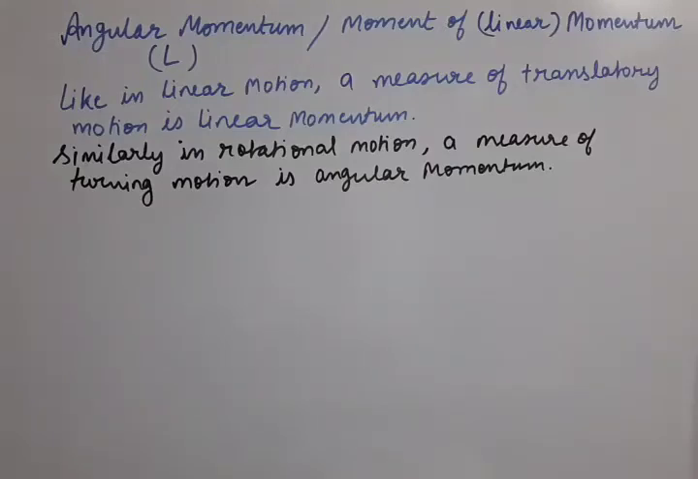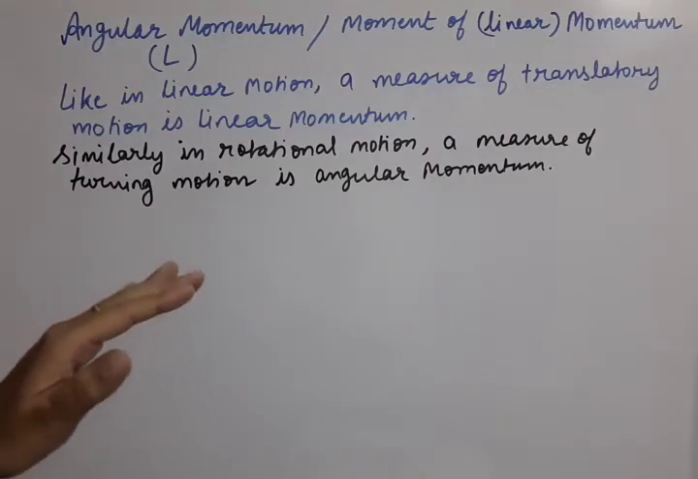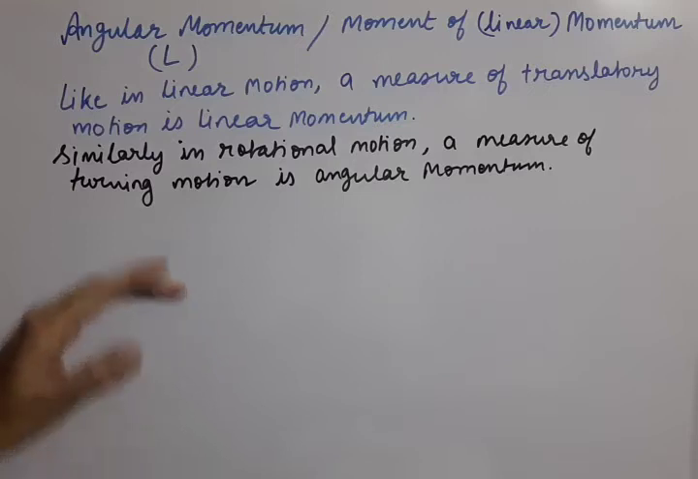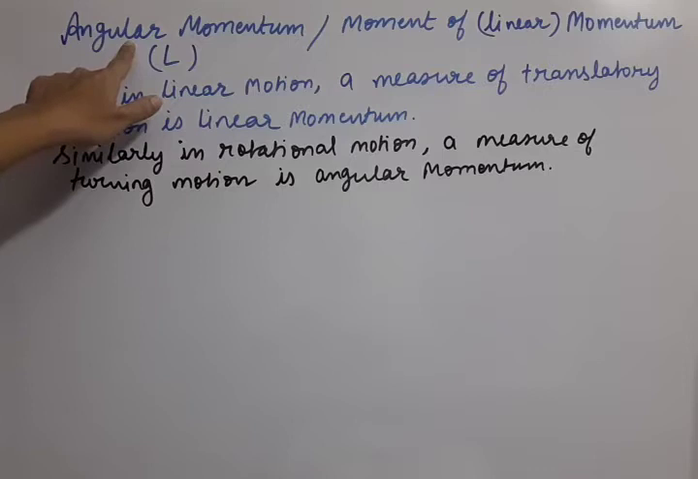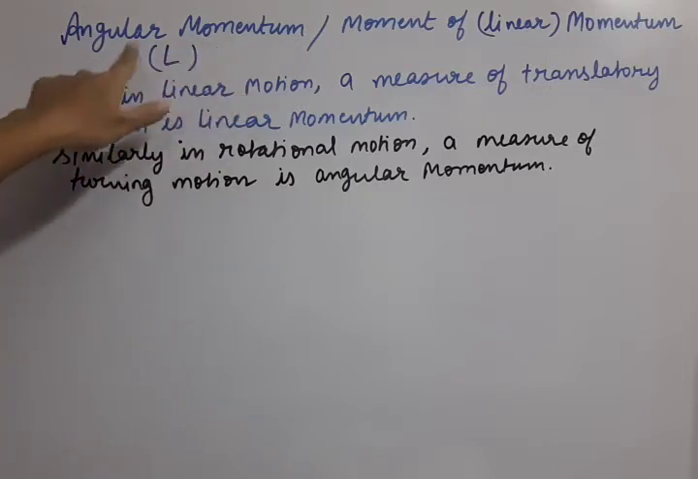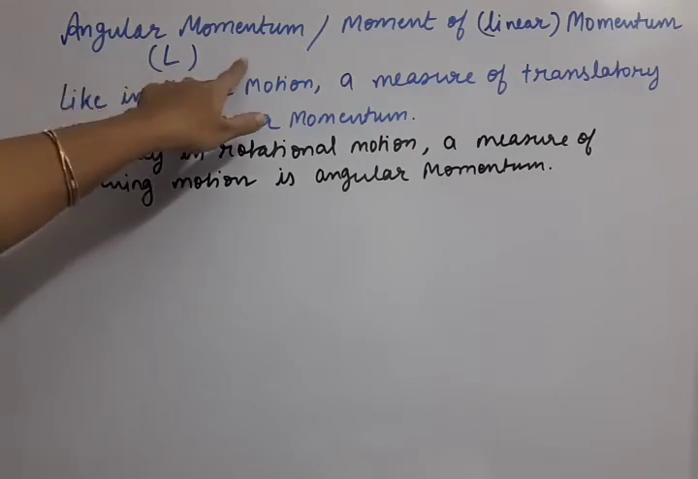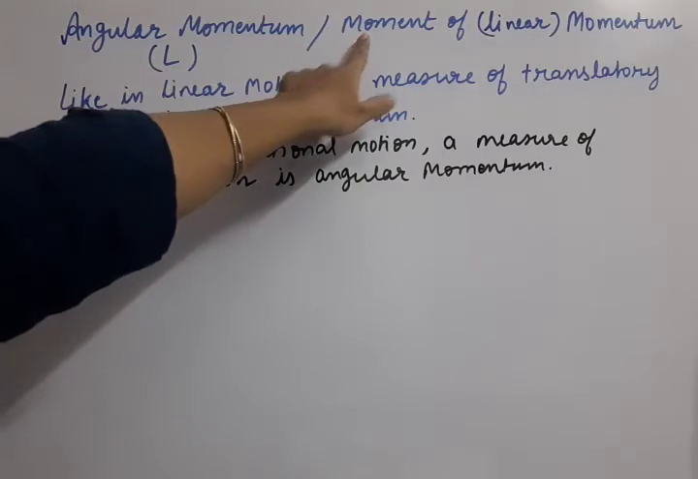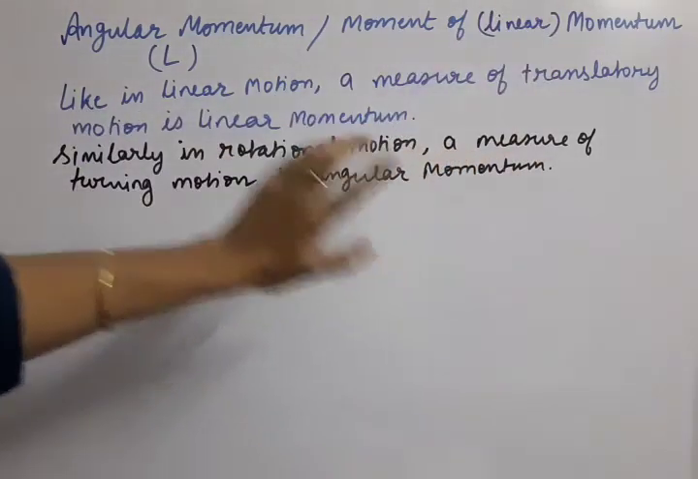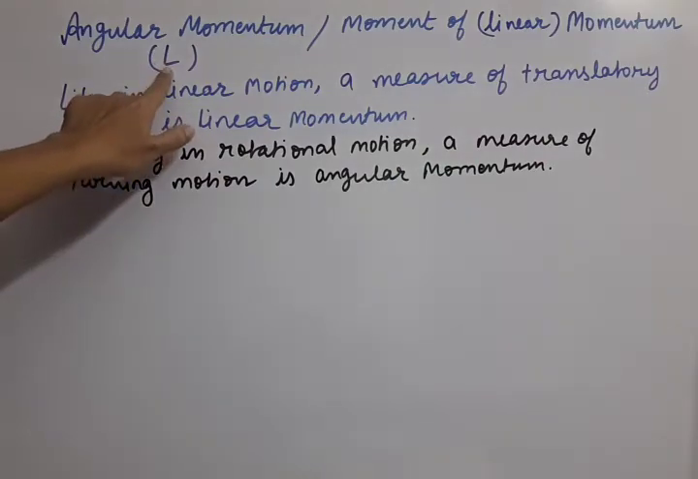Okay, students, after completing the heading of torque in rotational motion, now we have the second heading in rotational motion, that is angular momentum. This is again a new quantity which we are introducing here, angular momentum. This is also called by the name moment of momentum, moment of linear momentum. So its symbol is capital L.